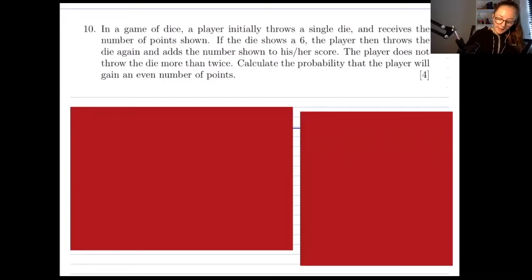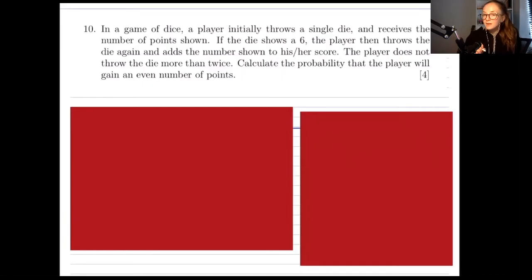But the question says, in a game of dice, a player initially throws a single die and receives the number of points shown. So they will get 1 point, 2 points, 3 points, 4 points, 5 points, or 6 points. If the die shows a 6, the player then throws the die again and adds the number shown to his or her score. So they roll a 6, then they can roll it again, and then they can add that score on to what they are on. The player does not throw the die more than twice. Calculate the probability that the player will gain an even number of points.